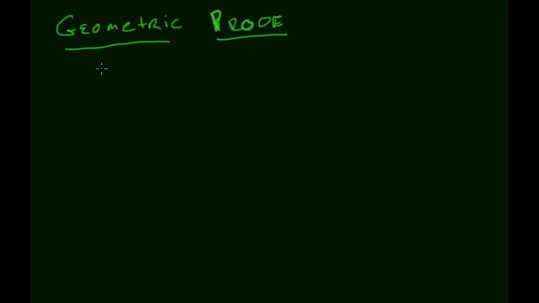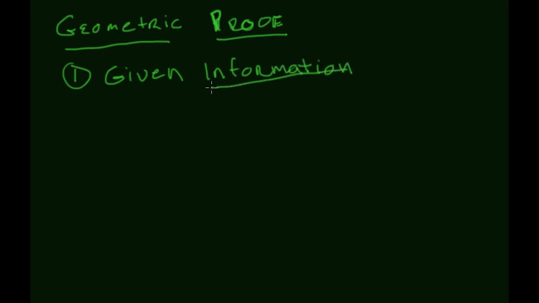So there are 4 different things that we can use as accepted statements in geometry. The first one is information that's given by the situation. So we just call it given information. And then usually in the reason blank of the 2 columns, we just put the word given in there to represent that that's what it is.